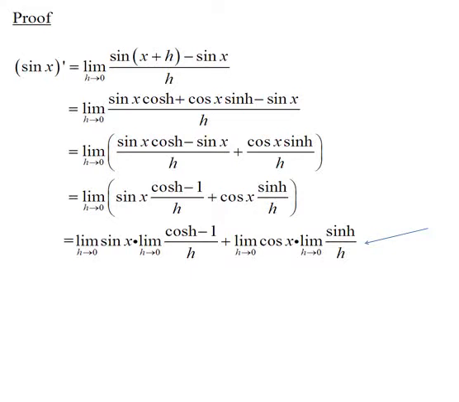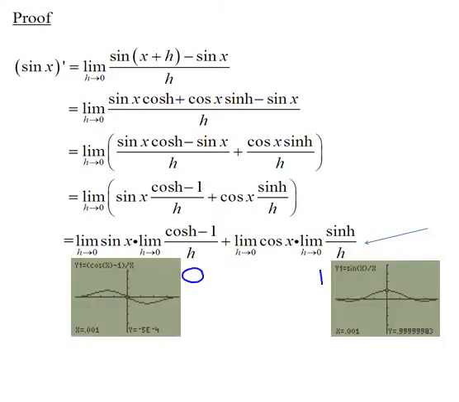At this time, you only know how to find the second and fourth limits graphically. You'll learn how to find them using calculus in a later unit. Using graphs, we can see that the limit as h approaches 0 of cosine h minus 1 over h is 0, and the limit of sine h over h is 1. Substituting these values makes our final answer cosine of x. Thus, the derivative of sine of x is cosine x.